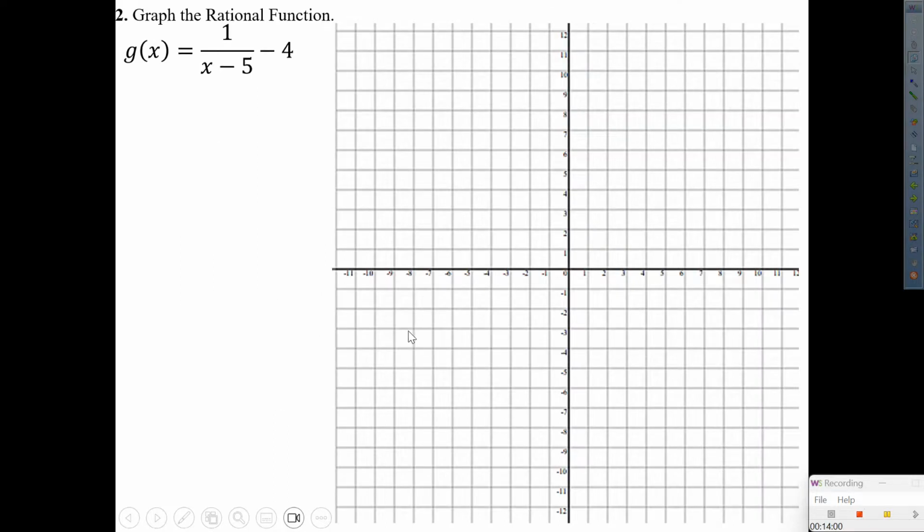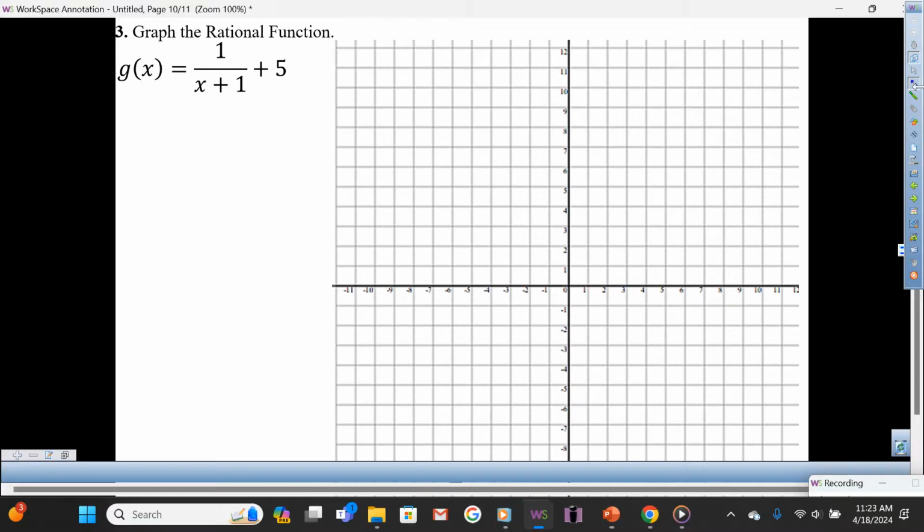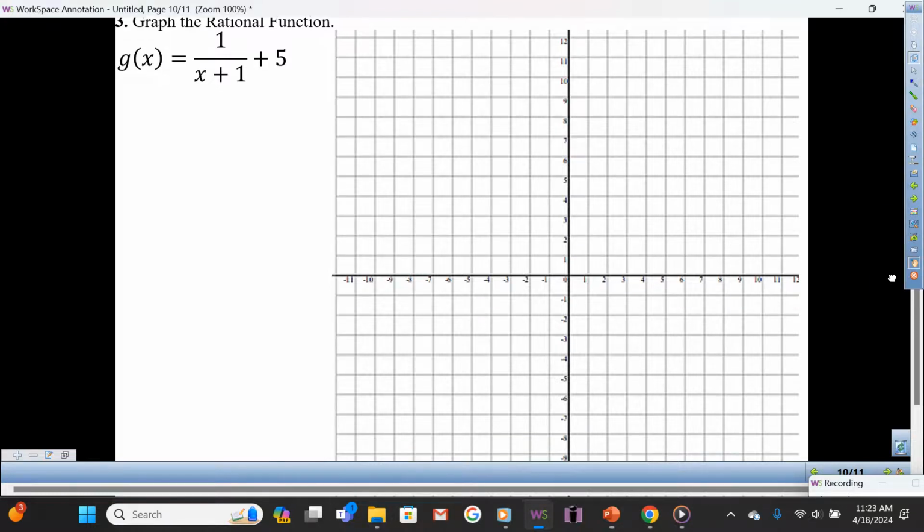So write this down. Number 3, at the top left, g of x equals 1 over x plus 1, and then next to the fraction plus 5. And this is just so we can get our muscle memory back on. And I know yesterday we took a little bit of time off because you guys were doing your state testing, but we're back.